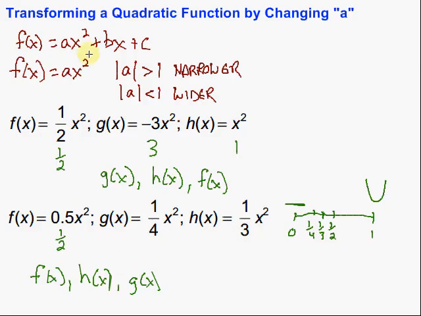Okay, so transforming a quadratic function by changing the a value, and remember that a is the coefficient of the x squared term: if that absolute value is larger than 1, the graph gets narrower. If the absolute value of that a is less than 1, the graph gets wider. And we can use that to quickly compare graphs and tell which one might be wider than another one.